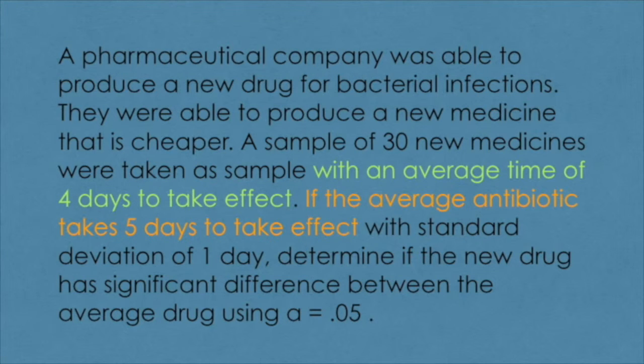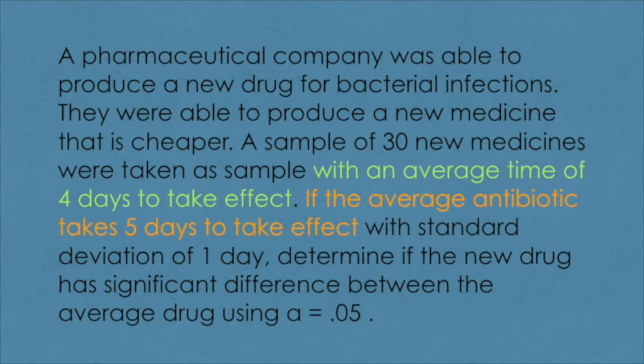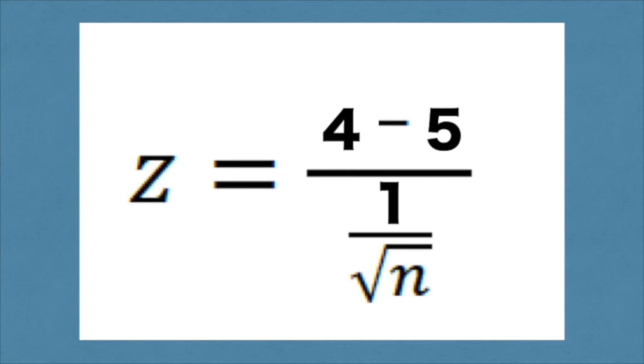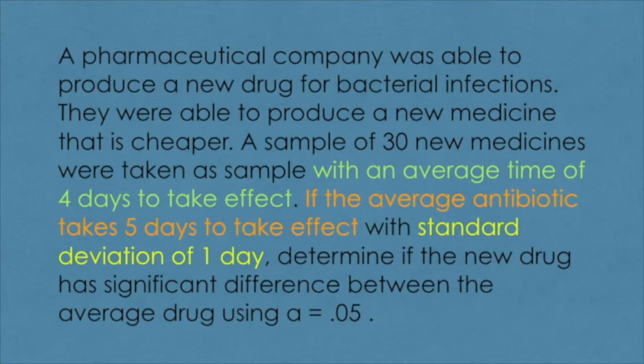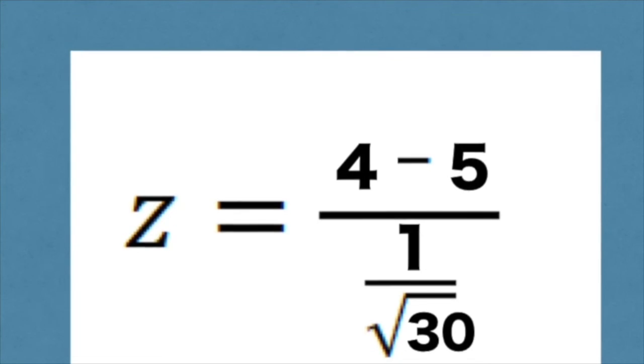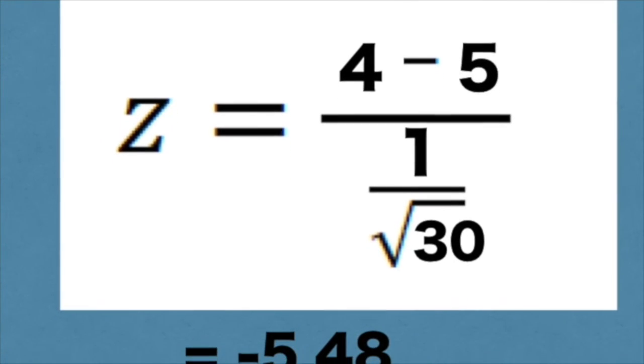In this case, the value here is 5, divided by the sigma. The sigma denotes the standard deviation, which refers to the distance within the distribution. In this case, the standard deviation is 1 day, divided by the square root of n, in which n denotes the sample size, which in this case is 30. Now, we will compute for the value and we will get negative 5.48.